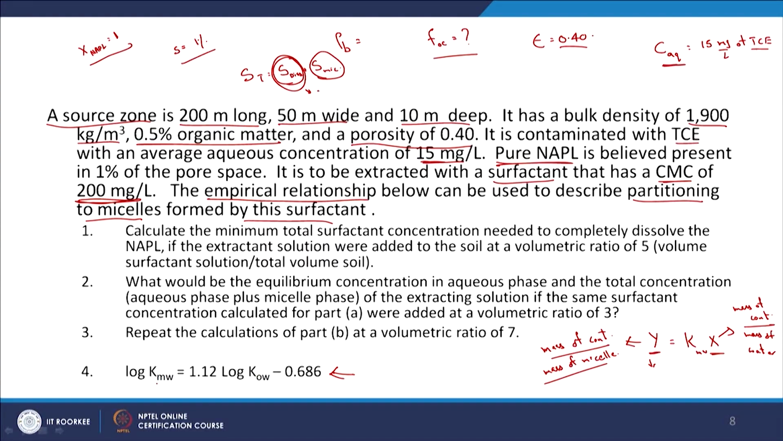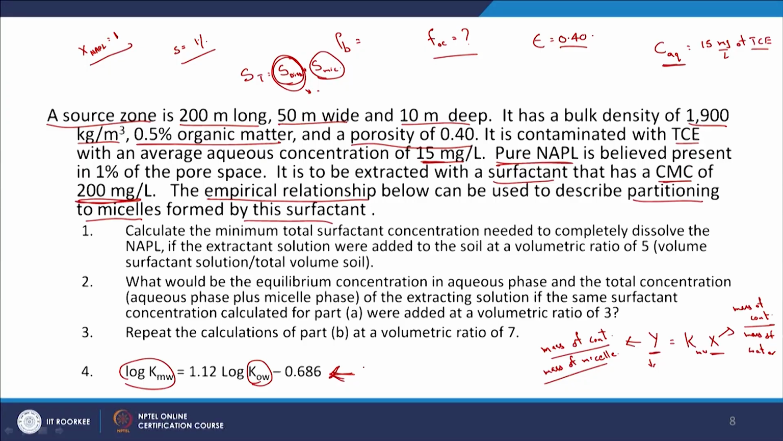Again, we looked at the octanol water partitioning coefficient. Rather than measuring the micelle water partitioning coefficient, we have this empirical relationship that gives us an idea about how KMW depends upon KOW, and that is what we are going to use here to come up with this KMW. It is difficult to measure that directly. So here we have three aspects to look at, and let us look at what they are.